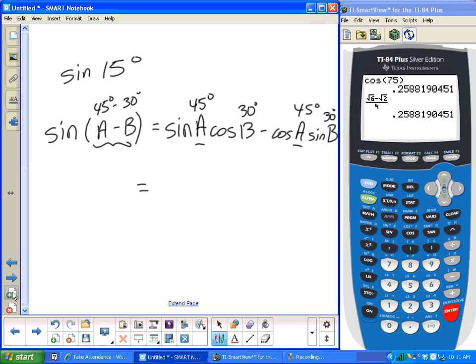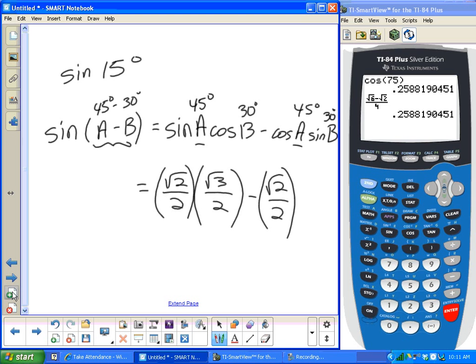So what's the sine of 45? Square root of 2 over 2. The cosine of 30 is square root of 3 over 2. Cosine of 45 would be square root of 2 over 2. Are y'all seeing where these values are coming from? Obviously off the unit circle. So sine of 30, what's that? 1/2. I was going to say square root of 2 over 2. That's not right.